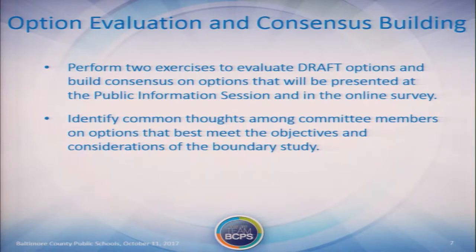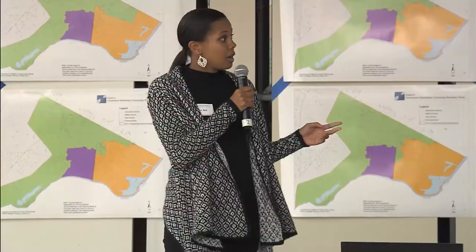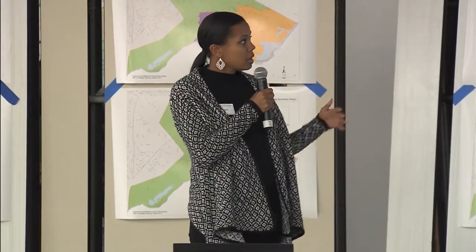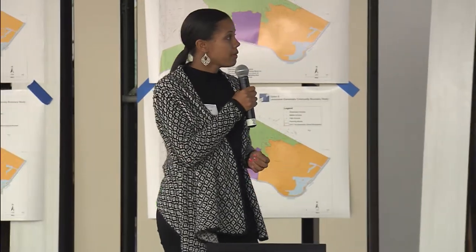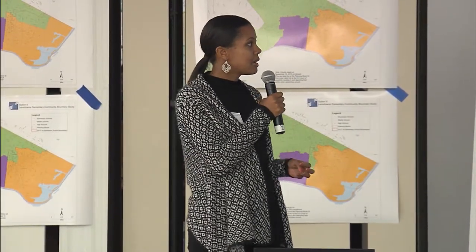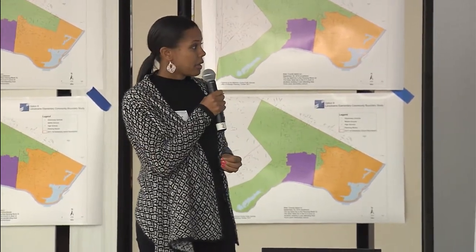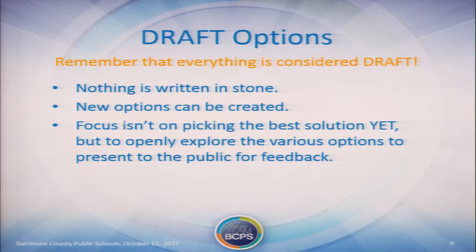Thank you. Okay, good evening, everyone. Before we jump in, I just want to review the boundary study objectives, the lens that you're using to come up with your different options and even evaluate the options that you've come up with. One is reducing overcrowding in the region. The other is to create viable, successful boundaries to effectively utilize the added capacity at Lansdowne Elementary School and the other schools involved in the study. And then lastly is to support diversity among the schools that reflects the community and the school system as a whole.